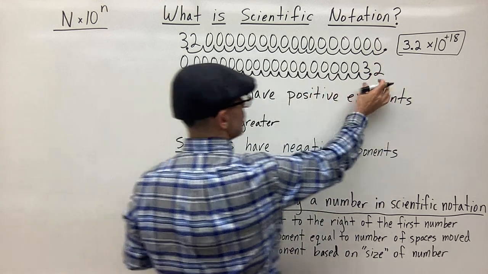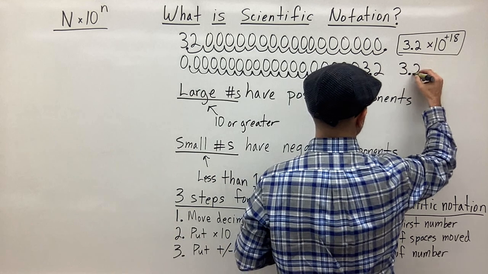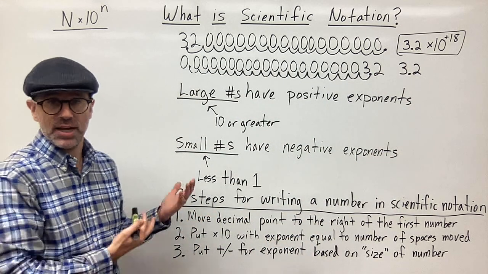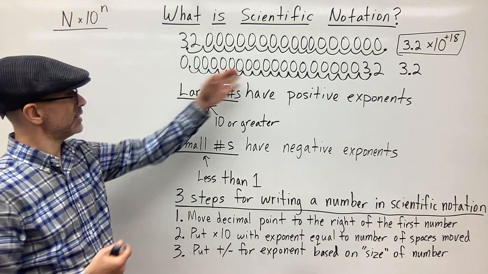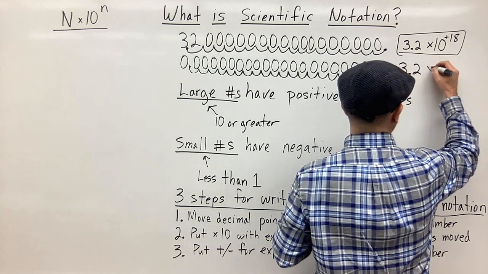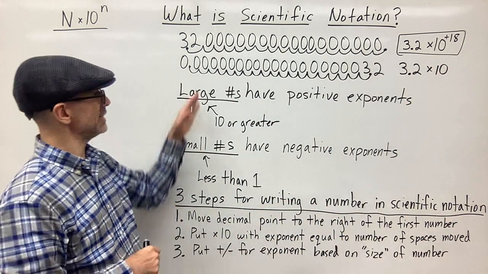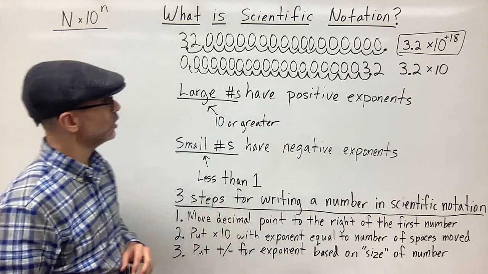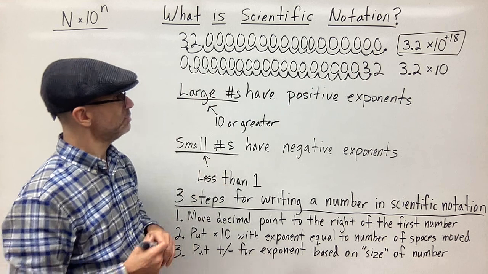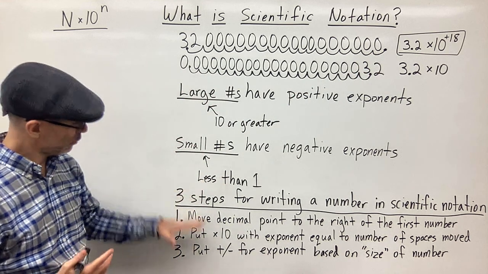I'm going to rewrite this number again. Again, I don't need the zeros anymore. So now I have 3.2 because I moved the decimal point. But to keep this number, I have to multiply by 10. Remember, every time I move the decimal point, it's like multiplying or dividing by 10. But you don't really need to remember all of that. All you need to remember are the 3 steps.